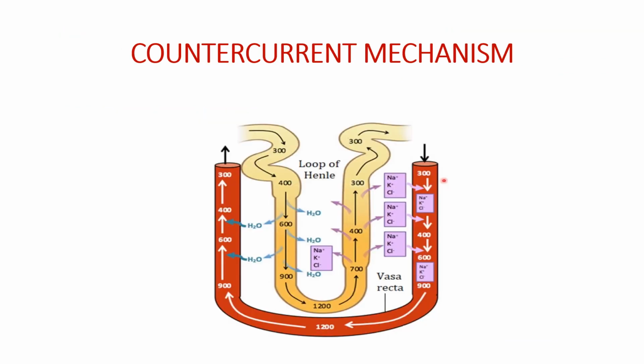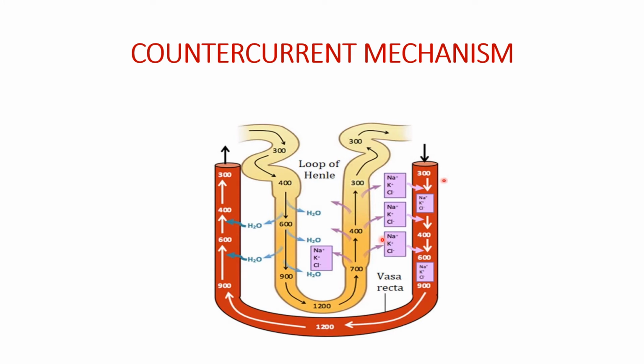This is the countercurrent mechanism which happens in the medullary interstitium by the loop of Henle. This is the descending loop of Henle and this is the ascending loop. We know that water permeability is there in the descending loop, whereas the ascending limb is not permeable to water. This is the site where the reabsorption of solute happens, as we saw earlier. The reabsorption of sodium, potassium and chloride occurs here.